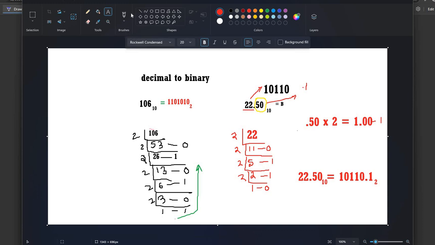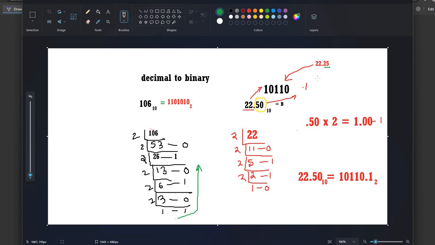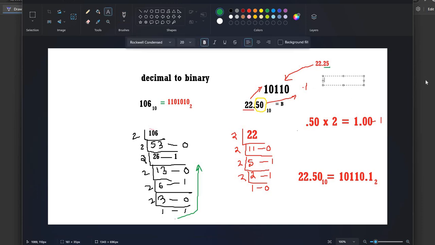Suppose we have another number, 22.25. How will we convert this? We will convert the 22 part the same as this, and we'll get this number. Then from the 0.25 part, we will multiply 0.25 into 2. What will you get? 0.50.